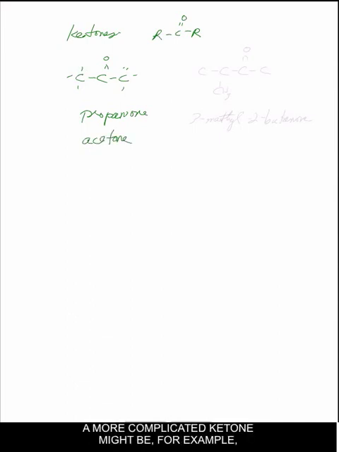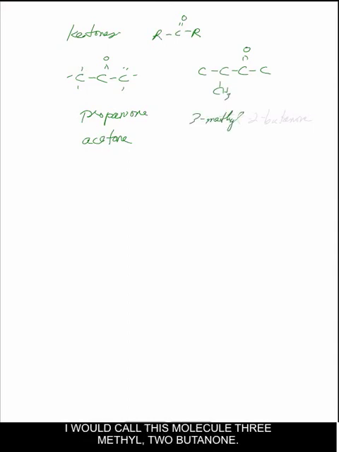A more complicated ketone might be, for example, one in which you had 4 carbons, a carbonyl on the second, and a methyl on the third. I would call this molecule 3-methyl-2-butanone. Notice what I'm doing here again is designating carbon atom number 2 as the one that has the keto group. So again, I'm naming this right to left to give me the lowest number for the keto group, and then 3 indicating where the methyl is.